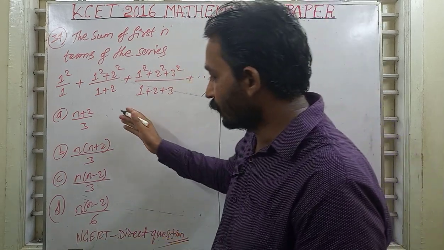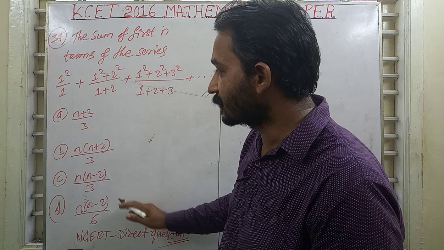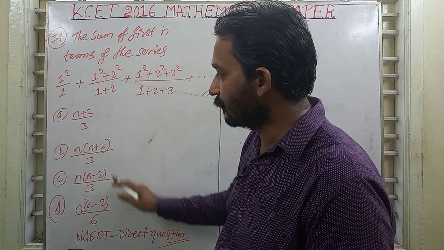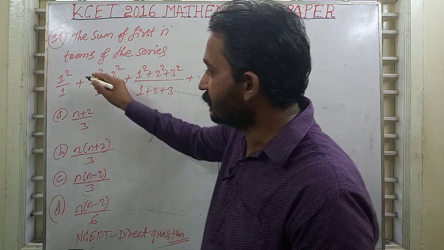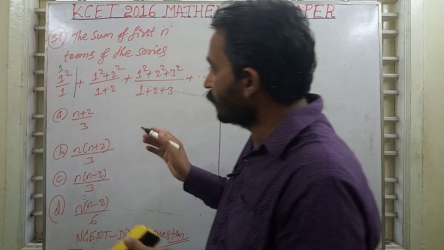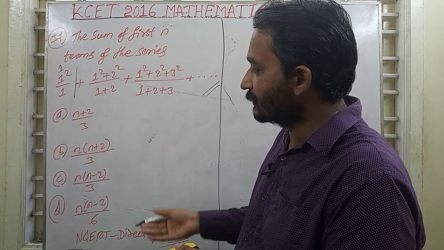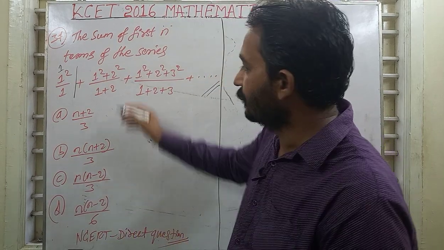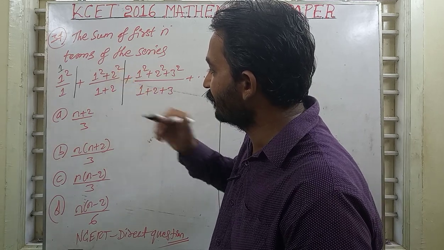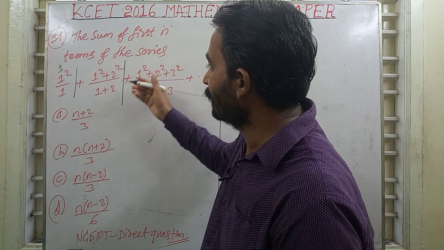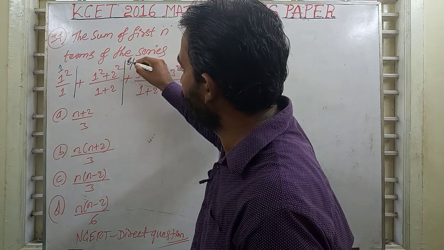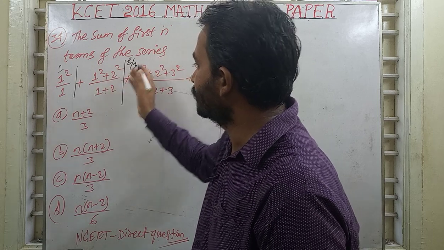Put n is equal to 1. The options are the sum of these series. Put n is equal to 1 in all the options, and we get the first term sum. The first term sum is 1. Put n is equal to 2, and we get the sum up to the second term. So the second term sum is what? Here 2 square is 4, 4 plus 1 is 5, 5 by 3 plus 1 is nothing but 8 by 3 in this case. The sum up to the second term is 8 by 3.